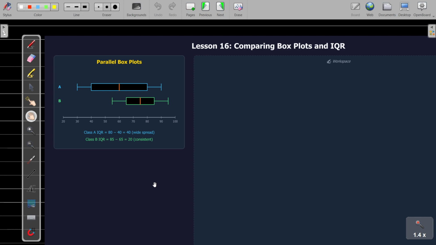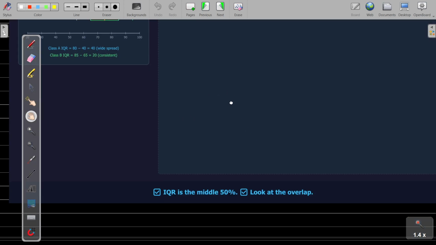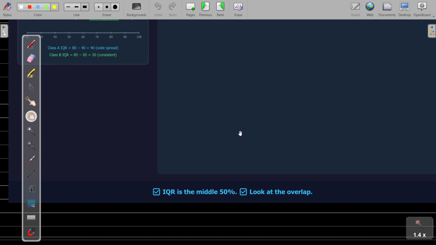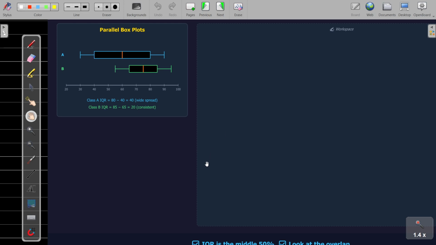My name is Victor and today we're going to be learning about comparing box plots and using IQR. Our recurring habits are going to be: IQR is the middle 50%, and you need to look for the overlap. But what does that mean actually?